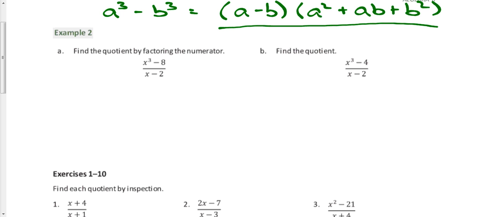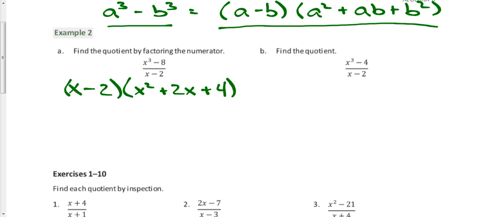So this is how this factors. If a cubed is x cubed, what does that make a? A is x, right? So this is x minus, and if b cubed is 8, what does that make b? What number times itself 3 times gets me 8? 2. So it's going to be x minus 2, and then times x squared plus 2x plus 4.